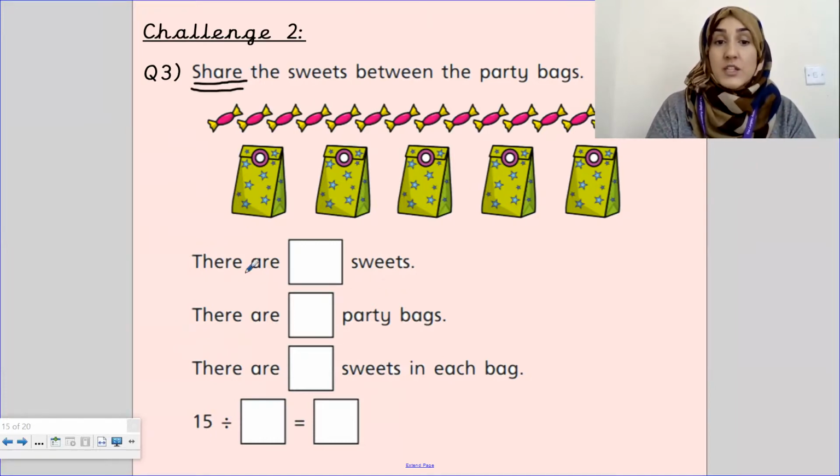Then you're going to complete: how many sweets are there altogether? How many party bags are there? How many sweets have you equally shared into each bag? And then complete the division number sentence to match, okay?